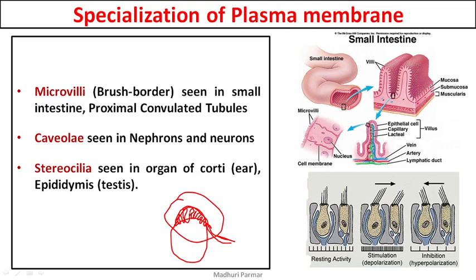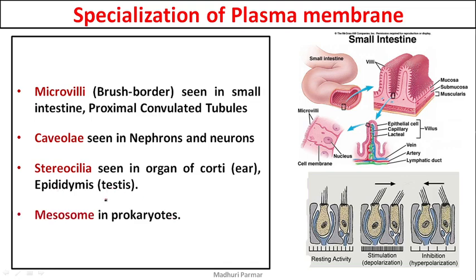These cilia-like structures will help in moving the sperms forward, because there are so many tubules, the sperms have to move ahead. So sometimes these cilia are also used to move the sperm ahead in the epididymis in testis.